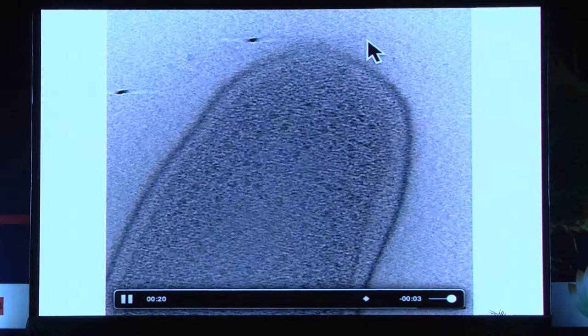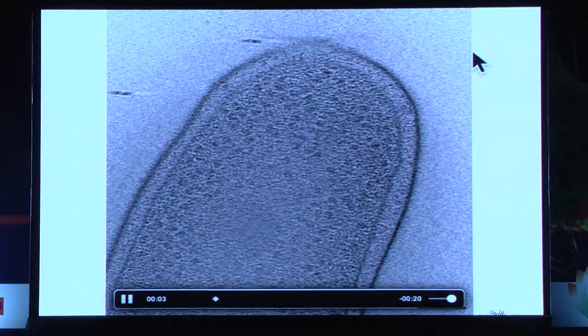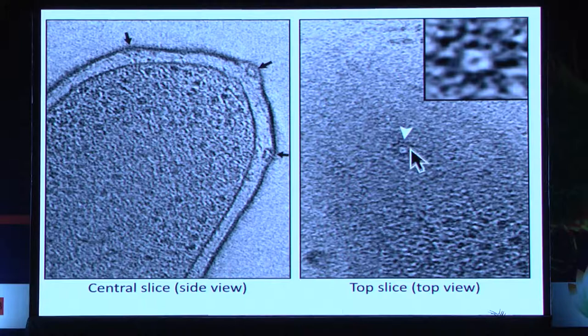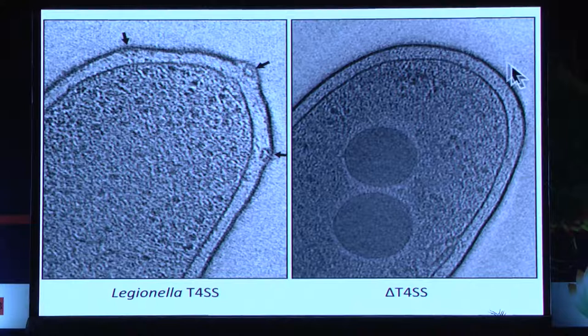And then we know that these cells are expressing type 4B secretion system. So that kind of gave us a hint that this could be type 4 secretion systems. We also looked at the surface of the tomograms, and we could see some top views of the particles, which look like two concentric rings. So we deleted type 4 secretion system from Legionella cells, and we couldn't see any of these particles then. We collected several tomograms, so that again suggested that these are type 4B secretion system.